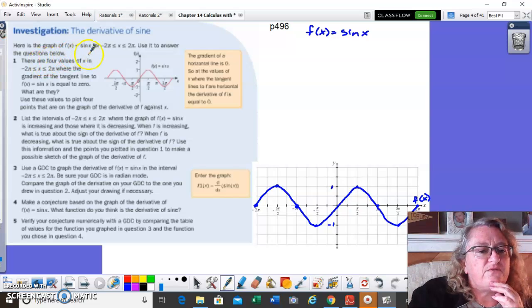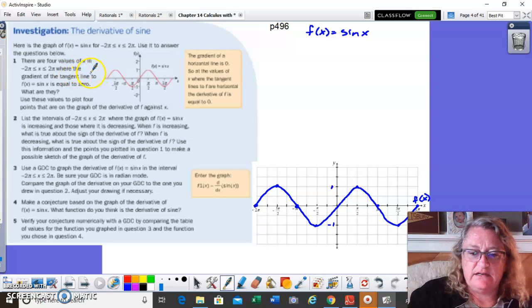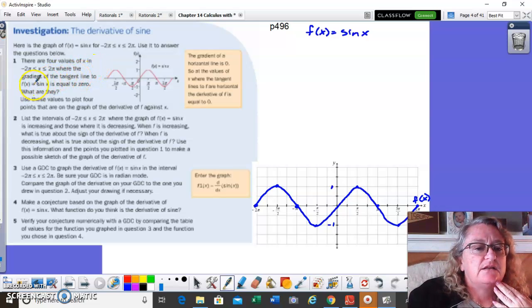So it says there are 4 values where the gradient of the tangent line, slope of the tangent line, oh, derivative, right? Slope of the tangent line, derivative, great. The derivative is equal to 0. What are they? Well, the derivative is equal to 0 when we are at a maximum or a minimum, right? So we have 4 of those. Do you agree with that?